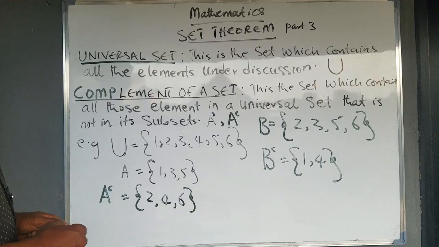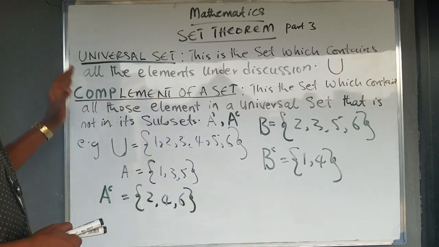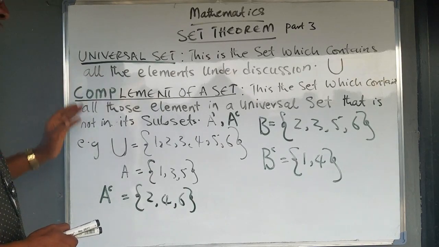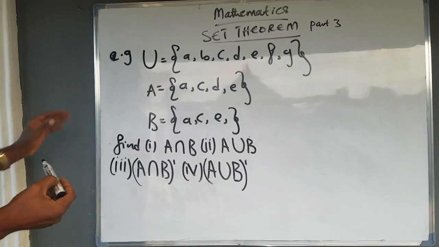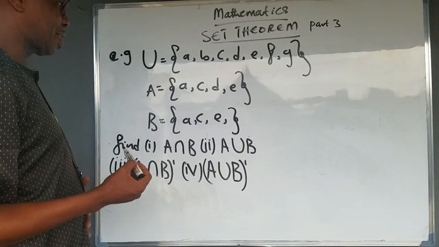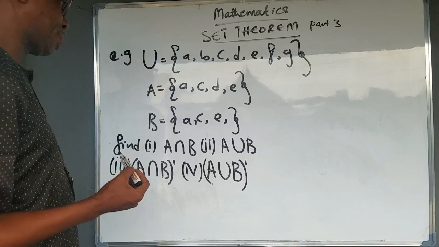That's my B complement. Like I said, you cannot talk about the complement of a set if there's no universal set, because the universal set is what will help you answer any questions that have to do with the complement of a set. Now let's take another example. We're talking about universal sets and complements and so on.